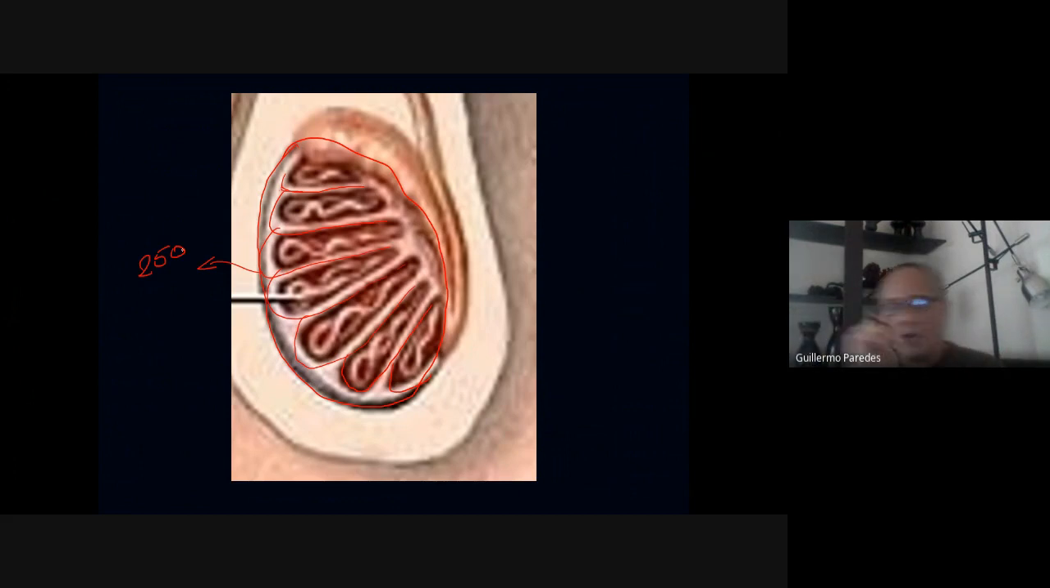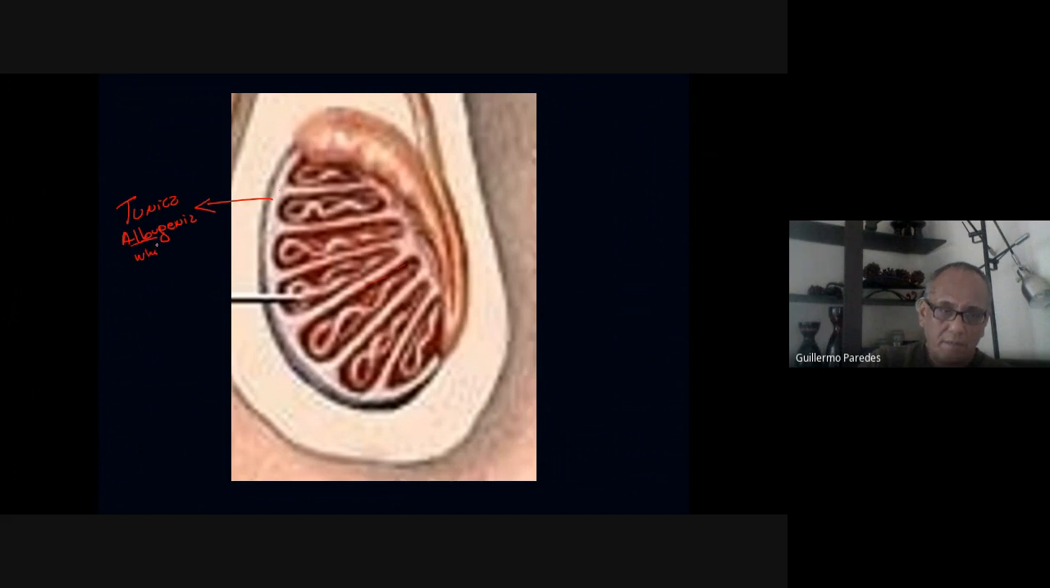Keep touching the wall of your room, and that wall is going to be called the tunica albuginea. Albu means white. And that's why, because the testicle, remember, we have two testicles.